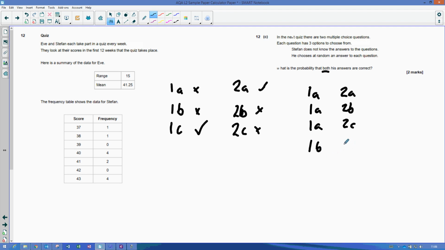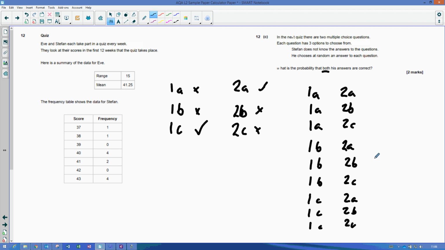If he guessed 1B, he could still have guessed 2A. He could have guessed 2B. And he could have guessed 2C. And finally, he might have guessed 1C. And he could still guess 2A, 2B, and 2C. This is what's sometimes referred to as a probability space.